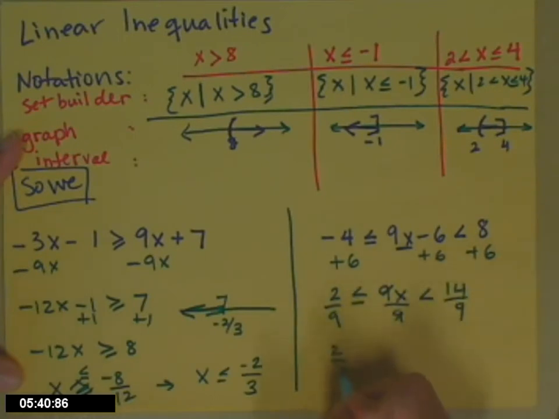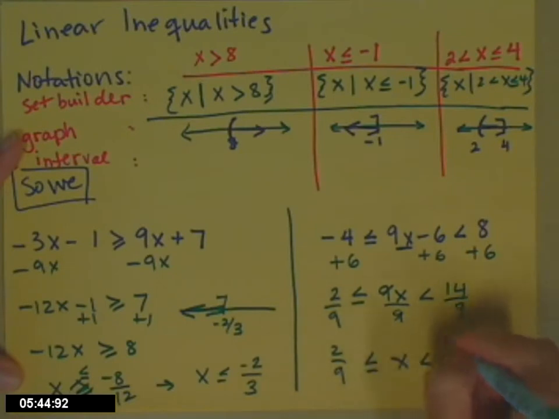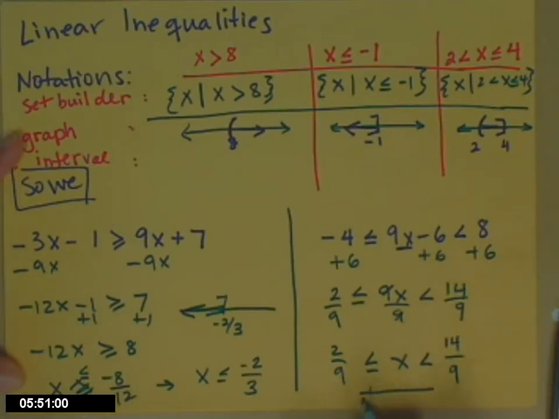So at this point I have 2/9 is less than or equal to x, which is less than 14/9. So again, a quick graph. I'm running out of time, so 2/9, 14/9 is greater. I divided by a positive number, so I didn't need to flip. The 2/9 is included. The 14/9 is not, so it gets a parenthesis, and it's all the numbers in between.